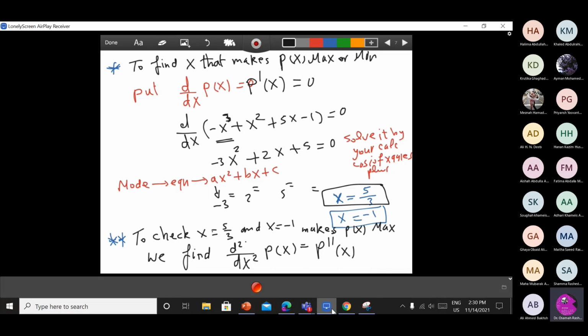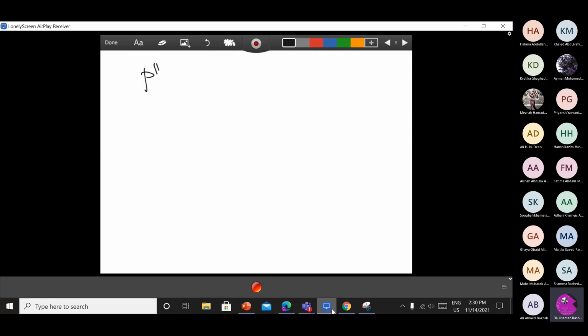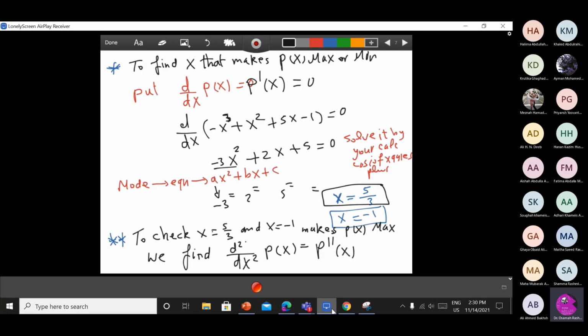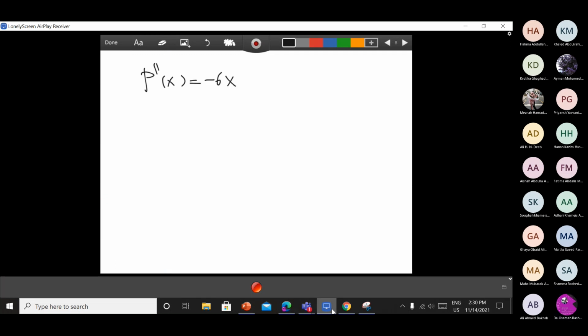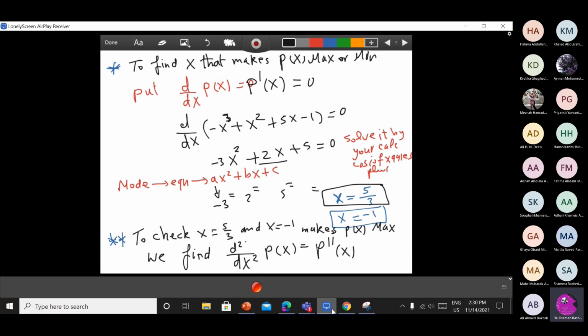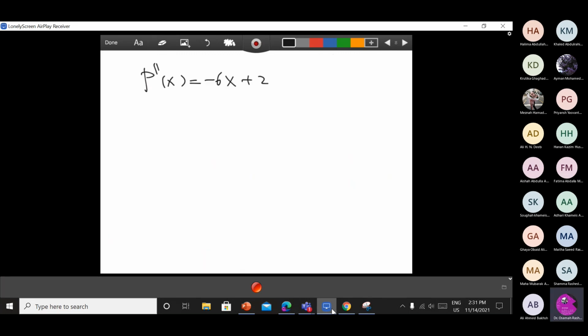Now I'm going to differentiate this one again. I differentiated once here. This is the first derivative, okay? So I'm going to differentiate this part again. Okay, so P double dash of x equal to, when I differentiate this one again, I get the 2 down, it will be minus 6x. When I differentiate this one, it will give me 2. And the rest will be 0 because the derivative of constant is 0.